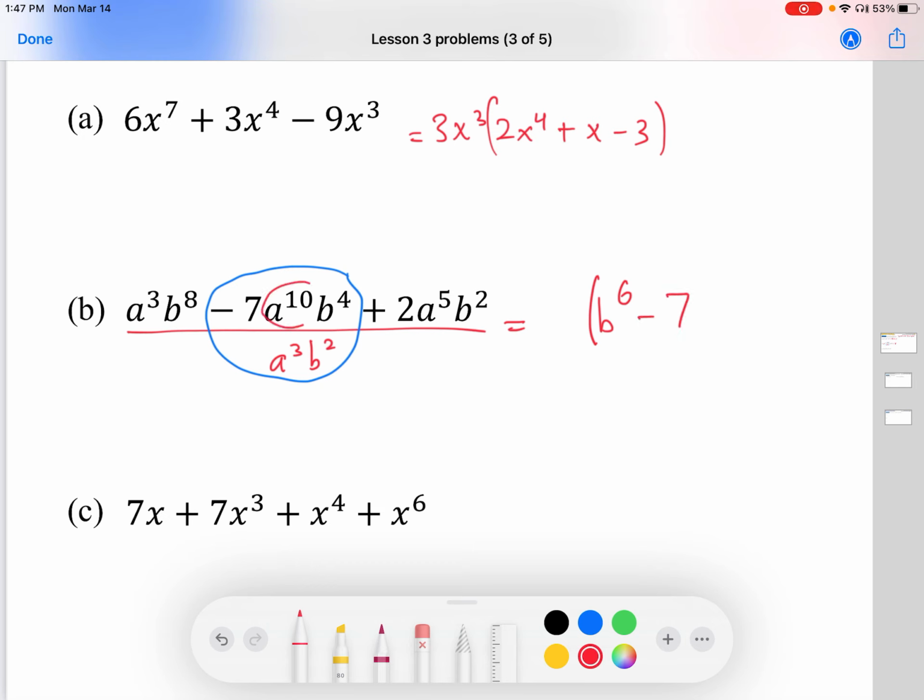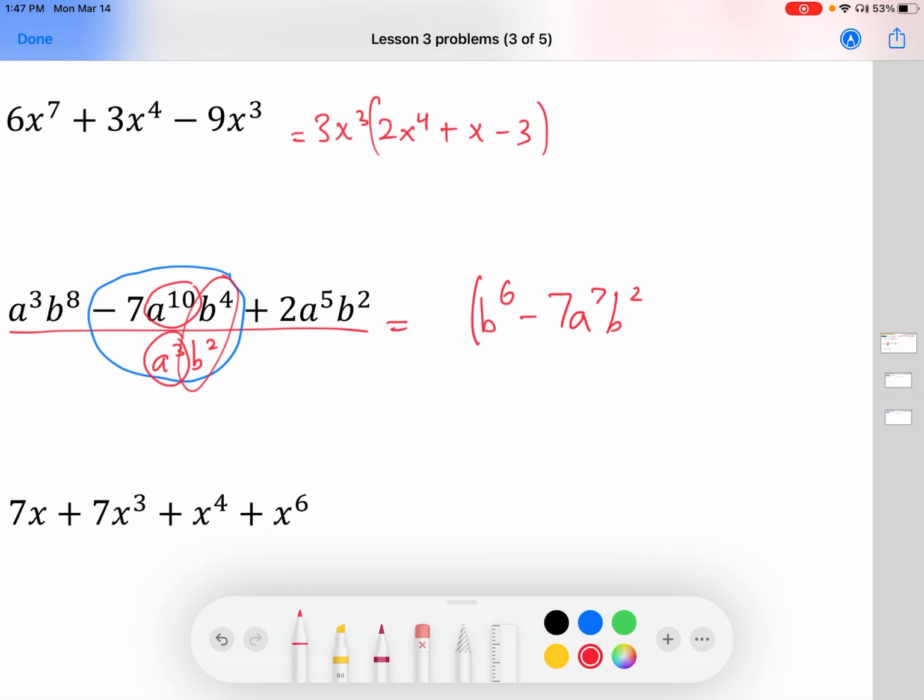And then I have a to the 10th over a cubed. That gives me a to the 7th. Great. And I have b to the 4th over b squared. That gives me b squared. And then next one, last one here, which is the 2a to the 5th, this term divided by a cubed b squared.